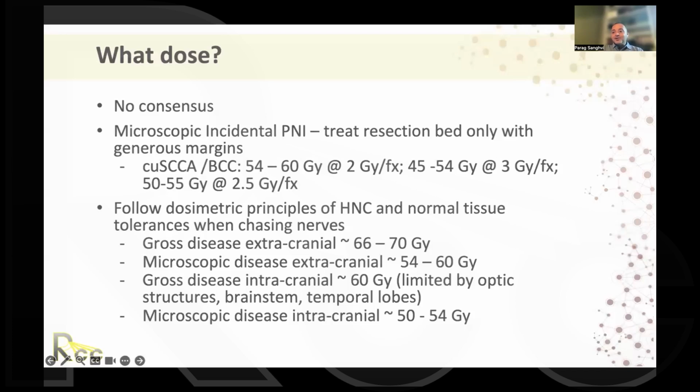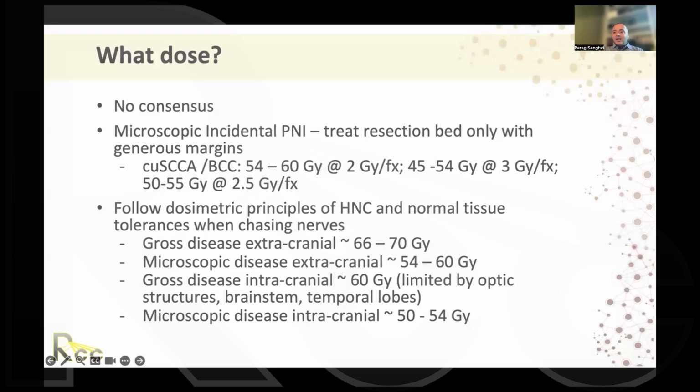Intracranially, as you can see, we run into trouble. It's hard to give 70 gray inside the brain, inside the skull. And so for these patients, generally I go on the order of 60 gray, and I'm usually limited by things like optic nerves, brainstem, and temporal lobes of the brain.